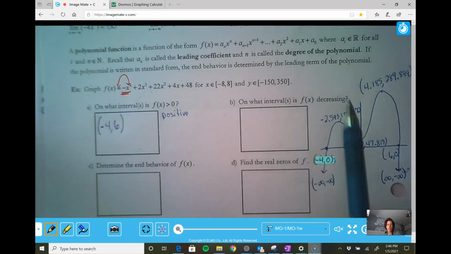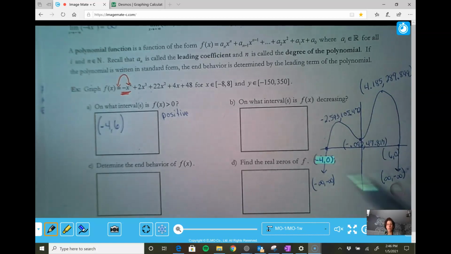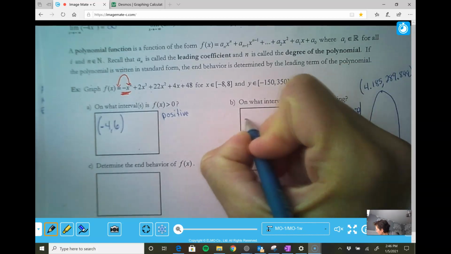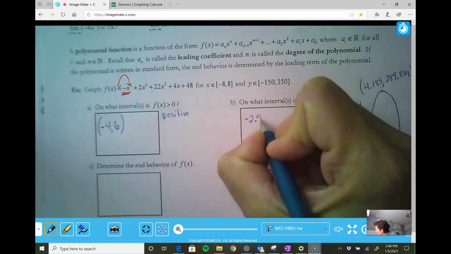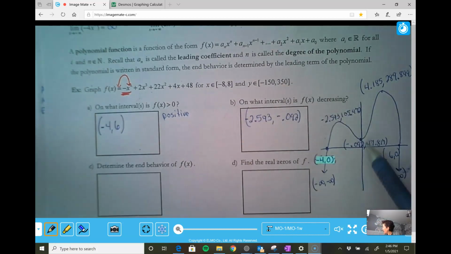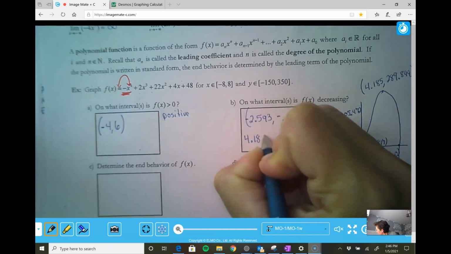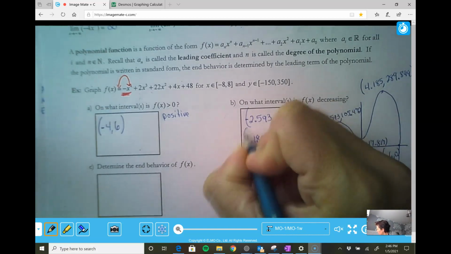So let's go for decreasing. That's the opposite. Remember, we've got increasing, decreasing, increasing, decreasing. So we're going to have 2 decreasing areas. And again, we write the x values of where it's decreasing. So it starts at this -2.593 until it hits this -0.092. And then it happens again, because now it's increasing at 4.185 to infinity. And again, we're just using parentheses.